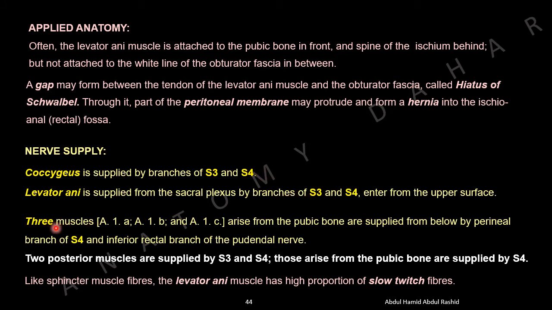The three muscles attached to the pubic bone, that is A1A, A1B, and A1C, which arise from the pubic bone, are supplied from below by the perineal branch of sacral 4 and the inferior rectal branch of the pudendal nerve. Therefore, the two posterior muscles receive from sacral 4 and sacral 3, but those that arise from the pubic bone receive from sacral 4 only. Like sphincter muscle fibers, the levator ani muscle has a high proportion of slow twitch fibers.